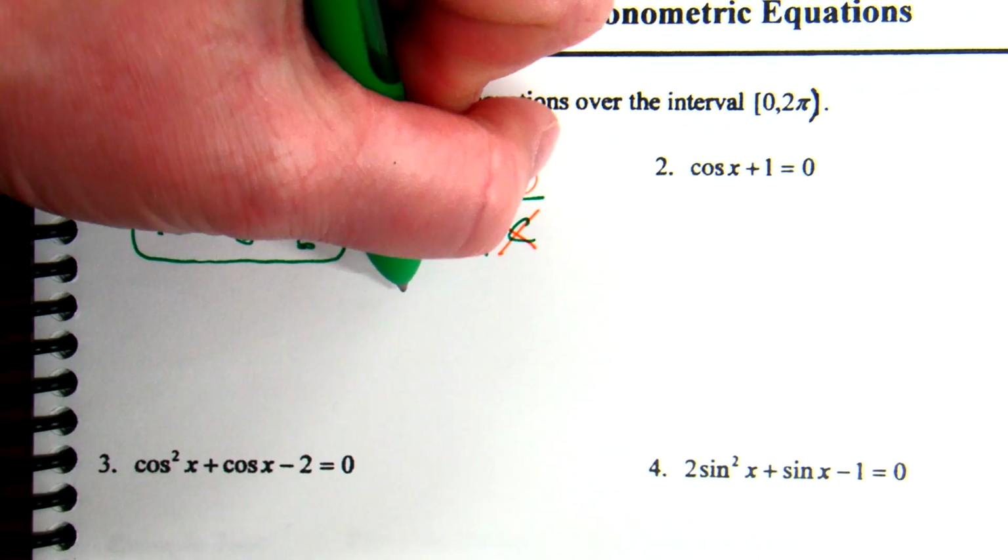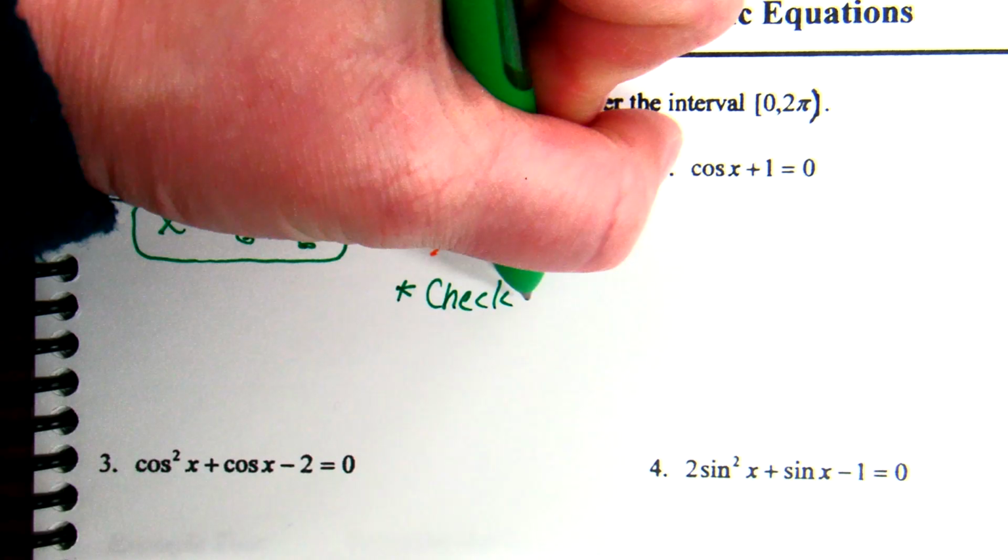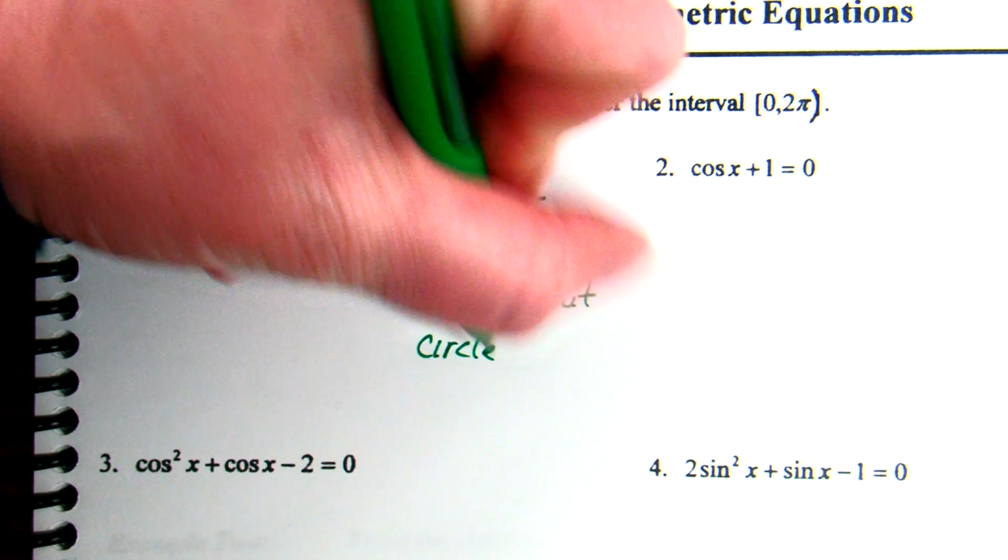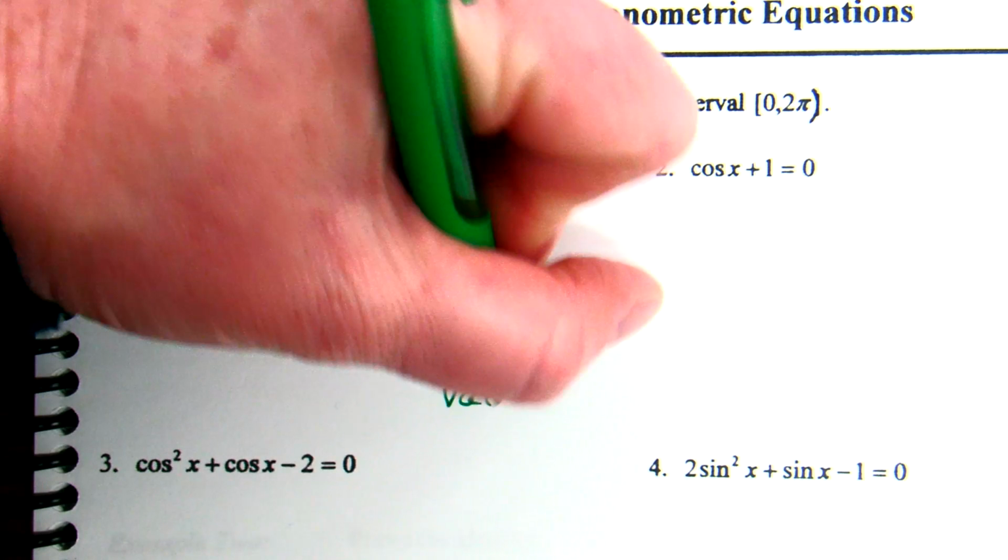The comment I'm going to put here is that we are checking the unit circle for the values. Okay, that's how we're finding. We're thinking about that unit circle and looking at those. Okay?